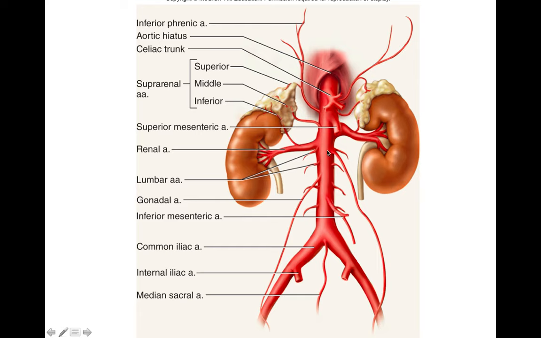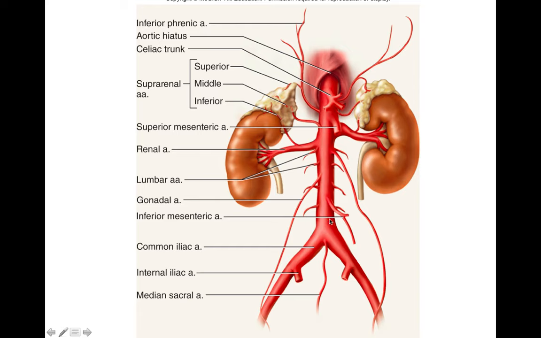And keep in mind that celiac trunk and your superior and inferior mesenteric come off the front of your aorta, and other than these branches, you don't have right and left, but you do have right and left suprarenals, right and left renals, right and left gonadals. So make sure to include your rights and lefts for those vessels.